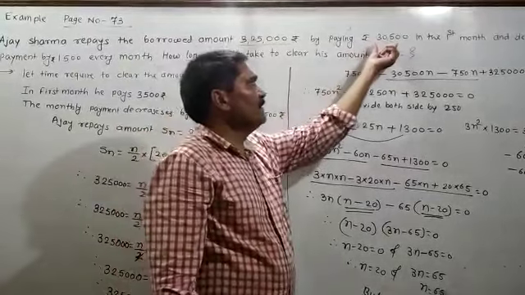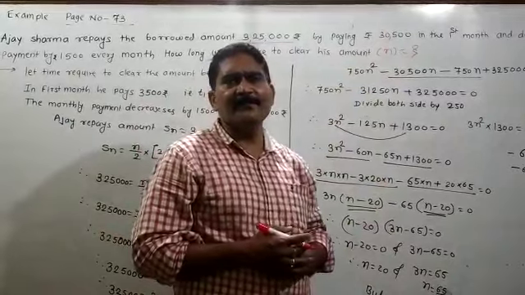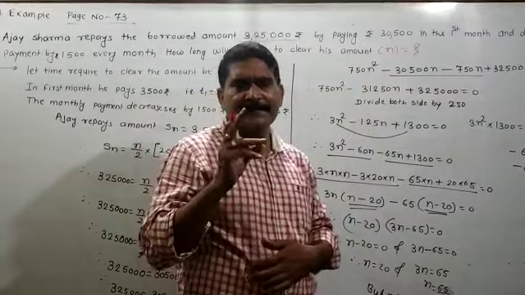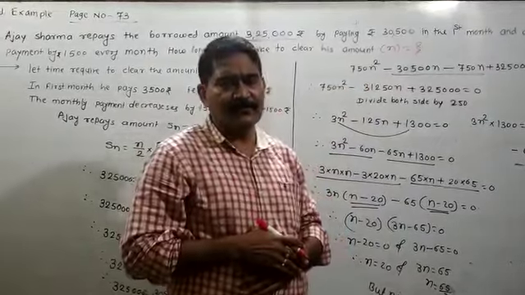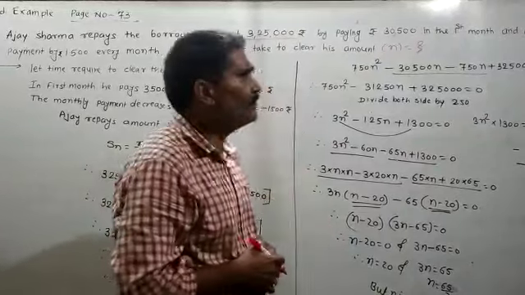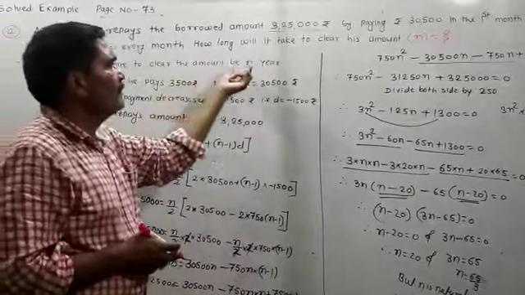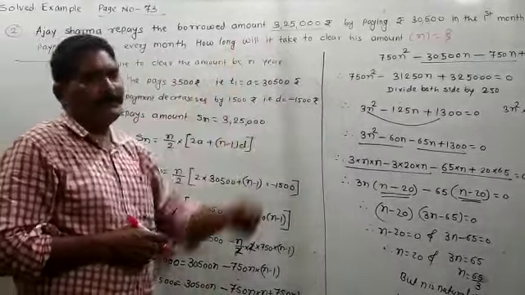Then this is the first installment. The next installment is 1500 less than the 30,500. Everybody understand? Means the common difference is minus 1500, D is equal to minus 1500. Then let the time required to clear the amount be n years. Means within n years he will clear the amount.